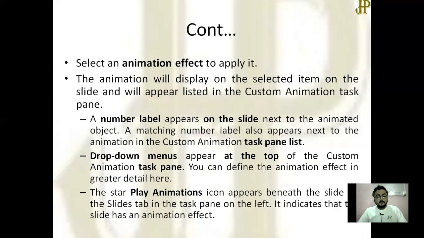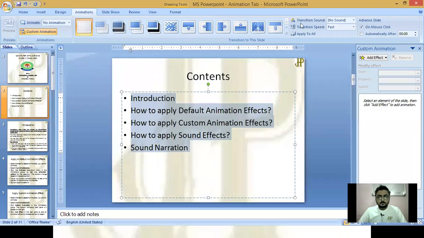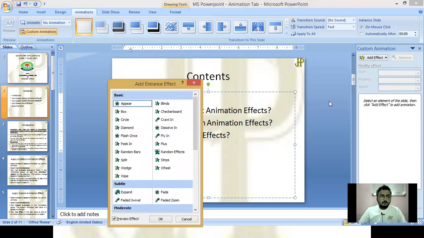So I think it is very clear. But again, I'm going to give you the practical approach. First of all, select the text, click on Add Effect, Entrance. Here there are a lot of options available. Whatever you want, you have to click on that. Or if you want more effects, then click on More Effects. So I have chosen Crawl In.